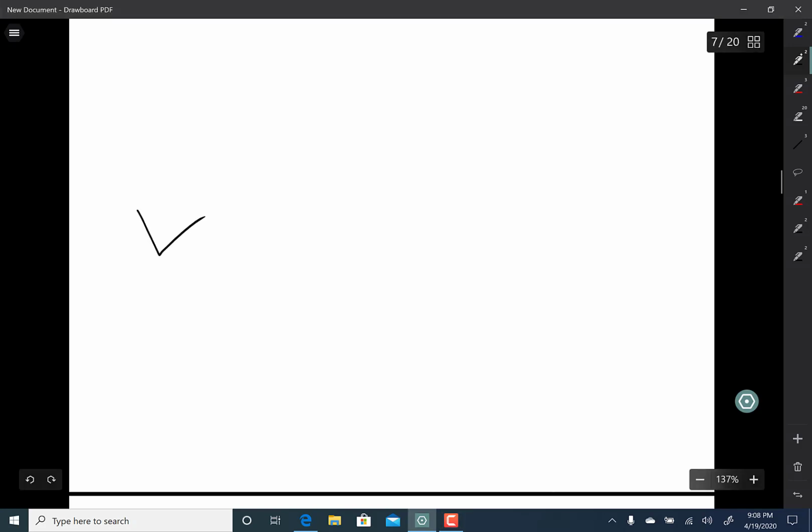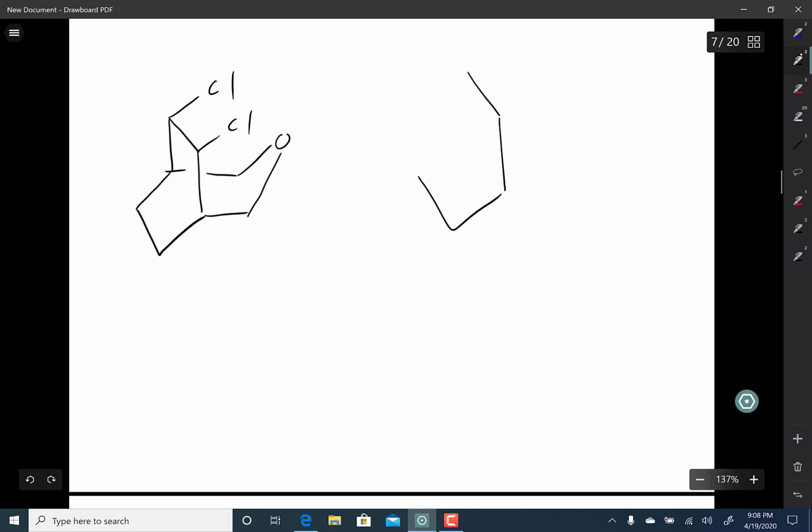Okay, so how to figure out R and S on these bicyclic structures. Well, we'll figure out R and S on these bicyclic structures.